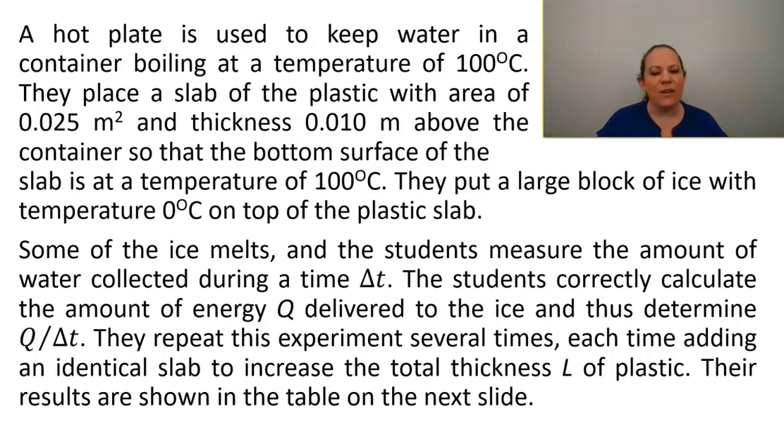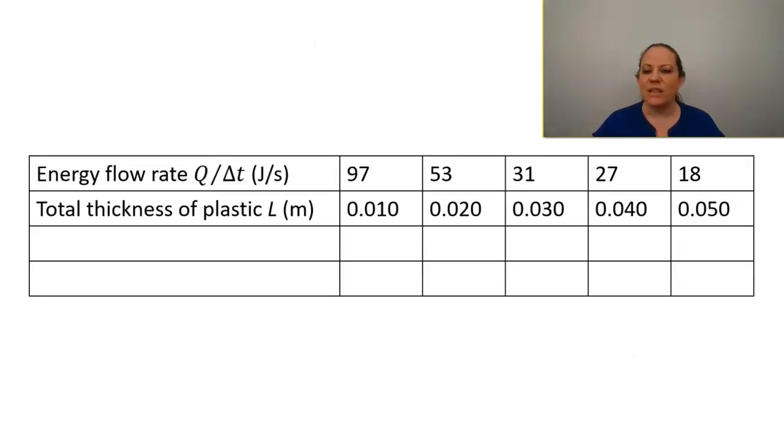The students correctly calculate the amount of energy Q delivered to the ice and thus determine Q divided by delta t. They repeat this experiment several times, each time adding an identical slab to increase the total thickness L of the plastic. Their results are shown in the table on the next slide. So you can see here the data for the energy flow rate, Q divided by delta t, in joules per second, and the total thickness of the plastic L measured in meters.